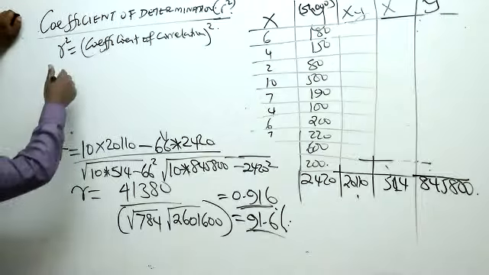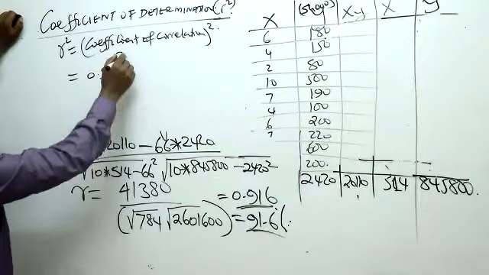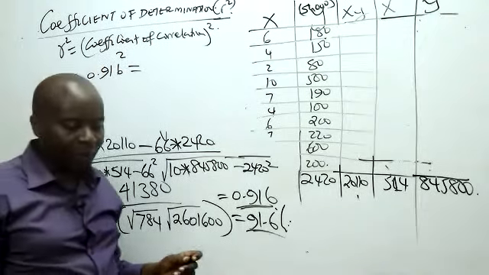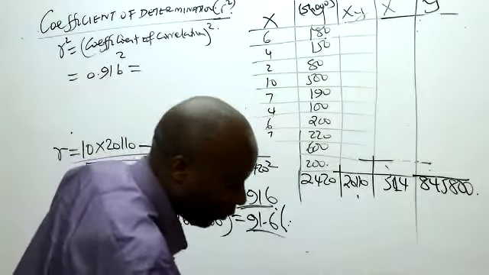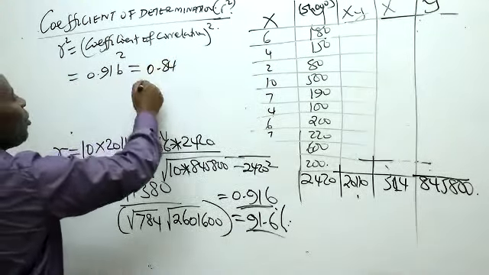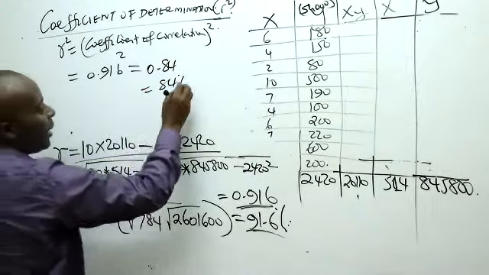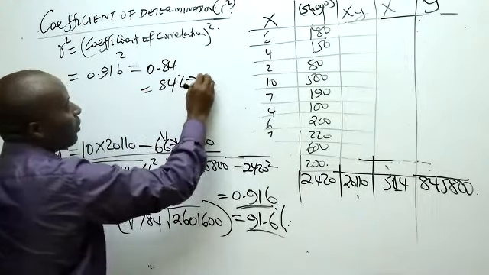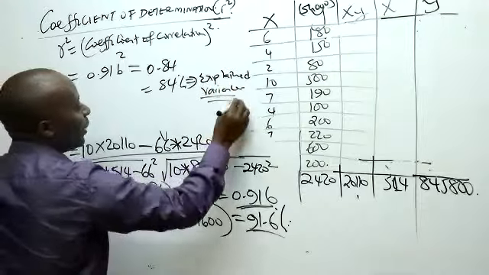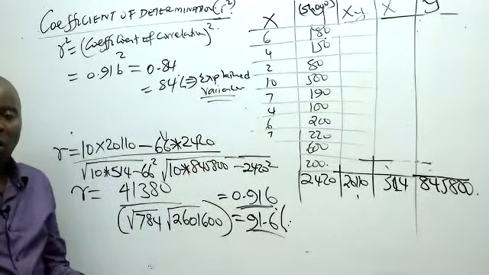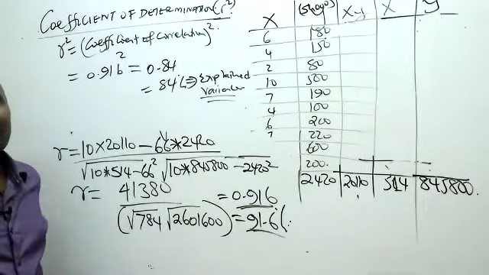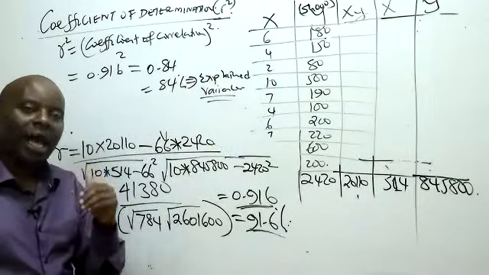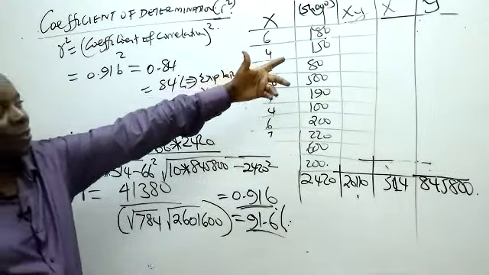In this particular case, we take 0.916 and square it, which ends up giving us 0.84, which is the same as 84%. 84% is what we call the explained variance, meaning that the equation we have here can explain up to 84% of the response variable Y.